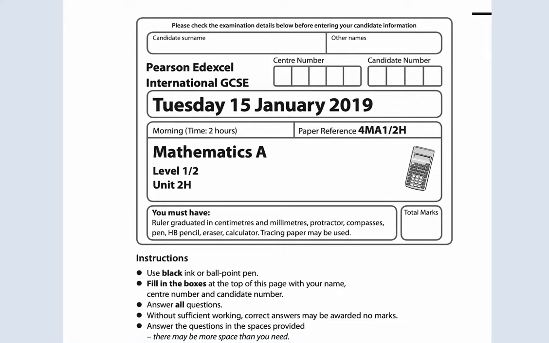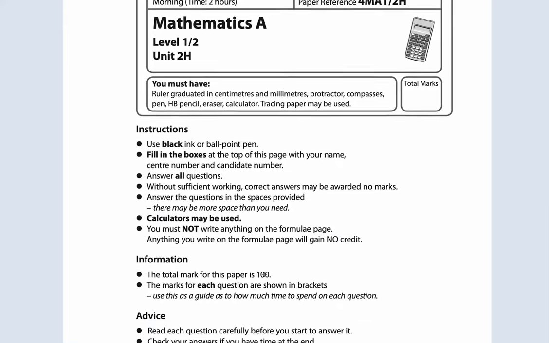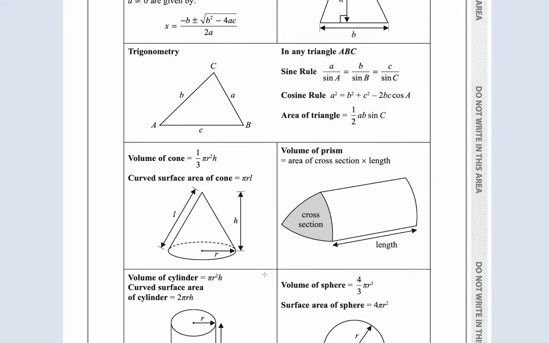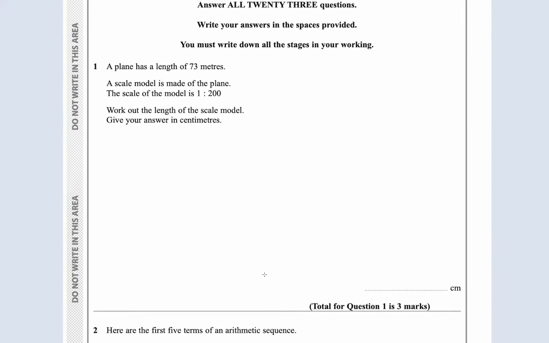Hi guys, okay, we are doing January 2019 paper 2. Here is the formula sheet and here is question 1.